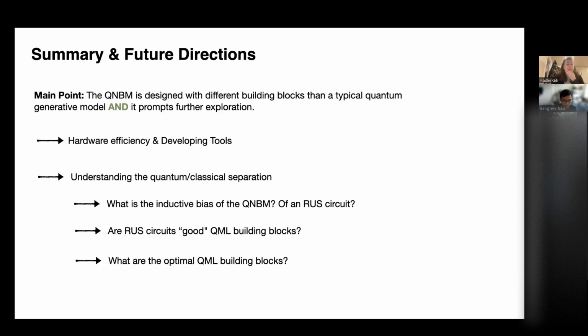And so it leads to one of my ultimate questions that I would love to answer: what are the optimal QML building blocks? I feel like moving forward in this direction for quantum models, but specifically quantum generative models, is a question of interest. So with that, I'll say thank you.